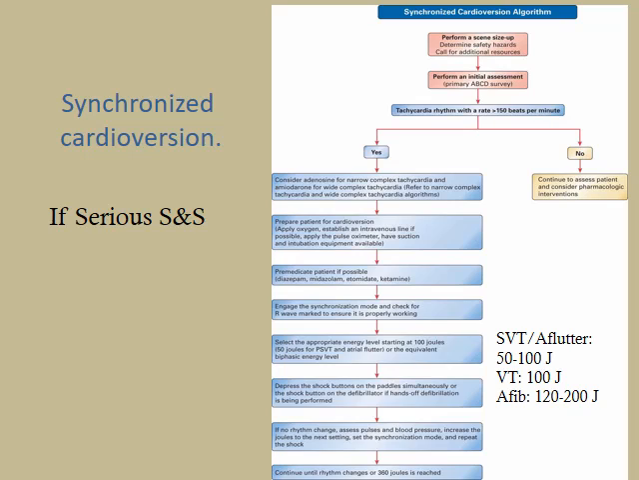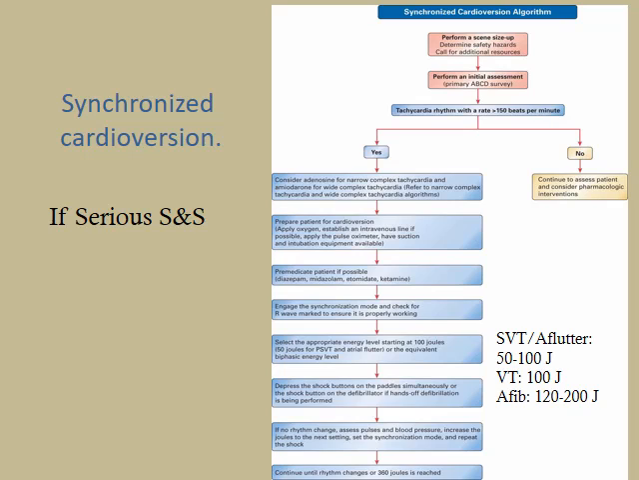With SVT or A-Flutter, we're going to set it at 100 joules. With PSVT, we can go to 50, but SVT and A-Flutter, 100. V-tach is a fast but wide rhythm. We go to 100. And A-Fib, we've got a choice, 120 to 200. Most people hit that 150 range.